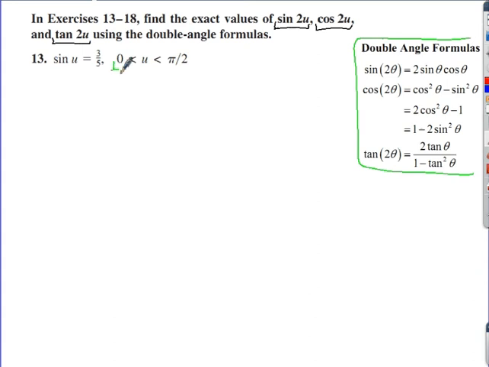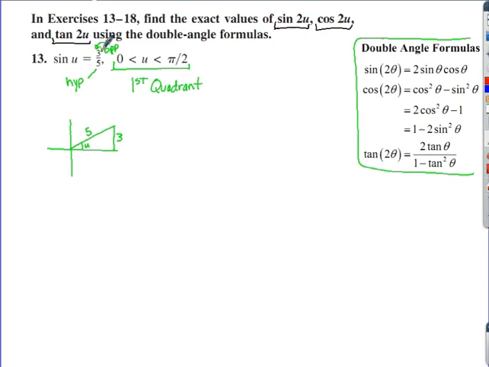So they give us this interval that u is between 0 and pi over 2. That tells us that it's in the first quadrant. So we can easily just draw this right away. Here's the first quadrant, and I know the hypotenuse is 5 and the opposite is 3. So it's probably something like this. There's the angle u, opposite is 3, hypotenuse is 5. Once we have the picture like that, we can do anything.